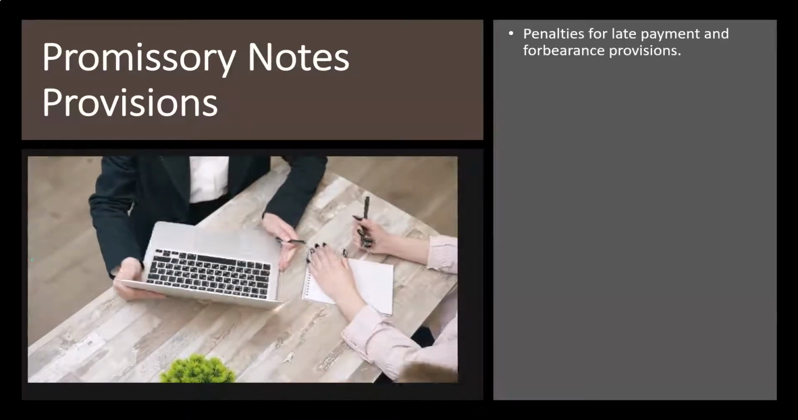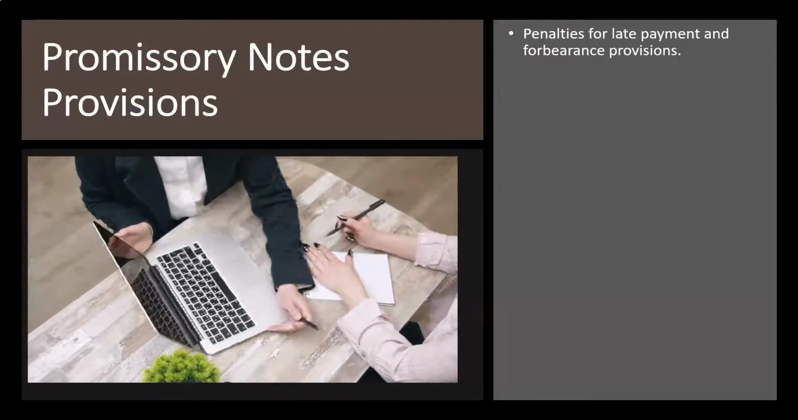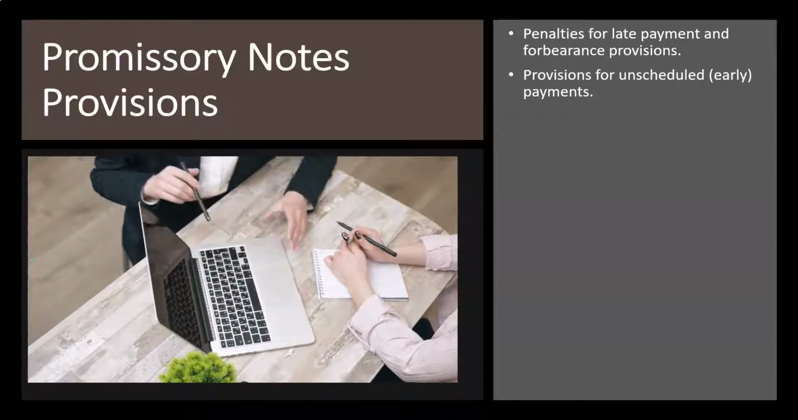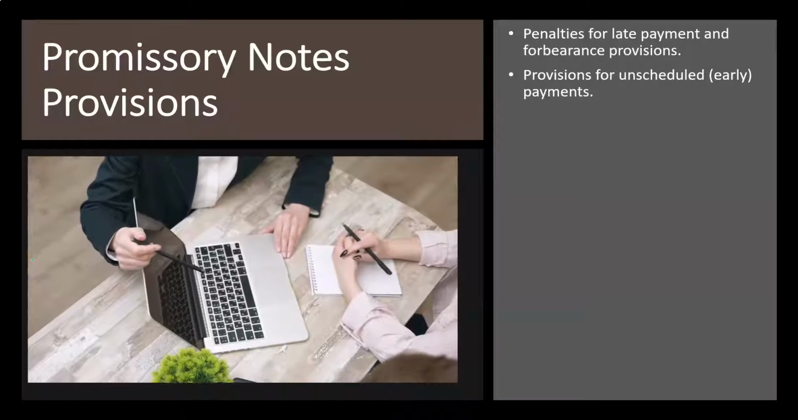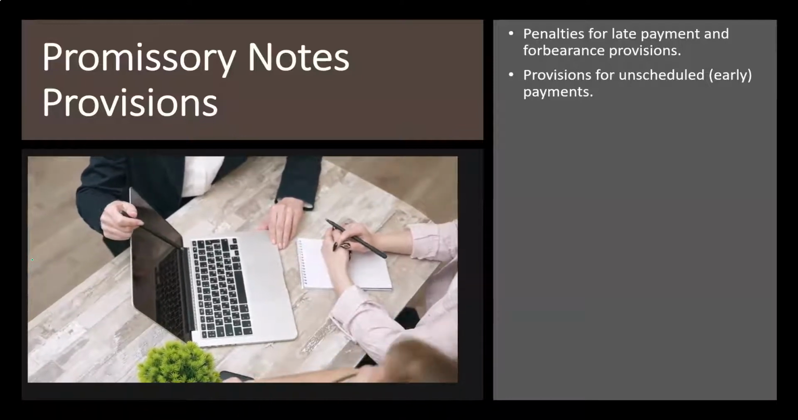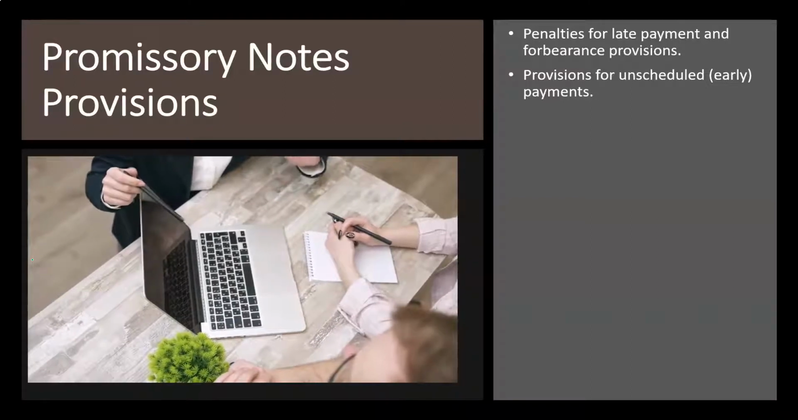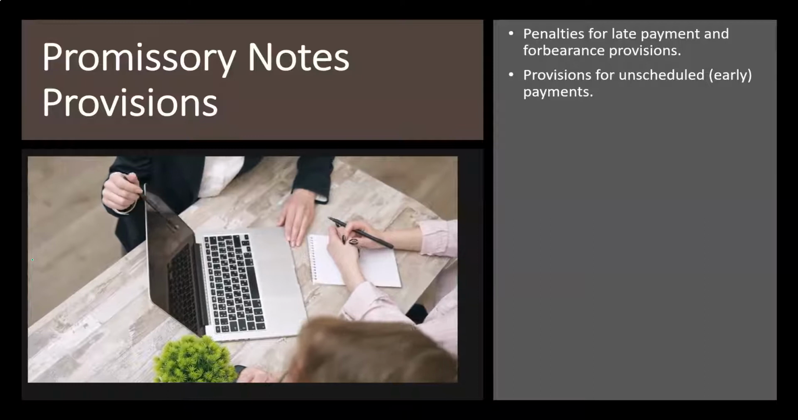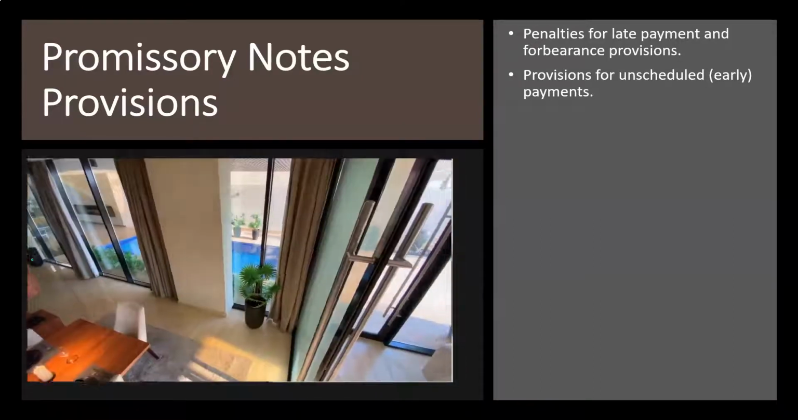So promissory note provisions continued. Penalties for late payments and forbearance provisions. So what kind of penalties would be involved for future events that are violations of the loan terms? Provision for unscheduled or early payments. Now, this is something that you often want to make sure that you have an idea of with the loan amount here.